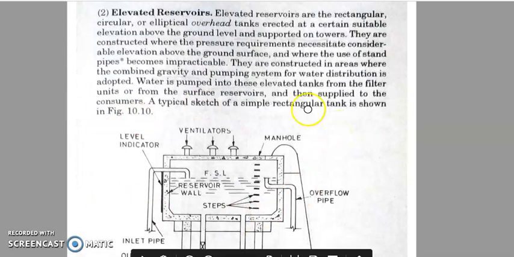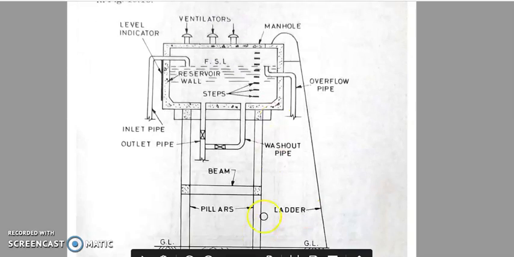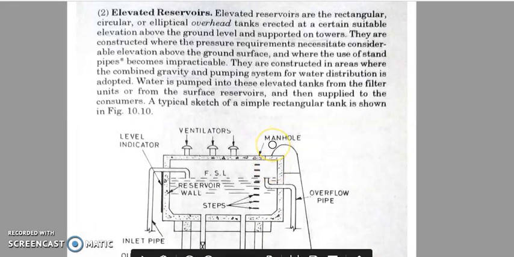Then you have elevated reservoirs, which are very common nowadays. These can be rectangular, circular or elliptical overhead tanks which are erected at a suitable elevation above the ground level, and these are supported by columns or towers like this.